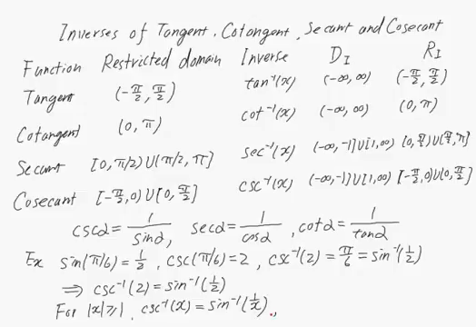And similarly, we have the inverse secant of x equal to inverse cosine of 1 over x. Okay, and this holds for the x such that the absolute value of x is greater than or equal to 1. Now let's look at another fact.